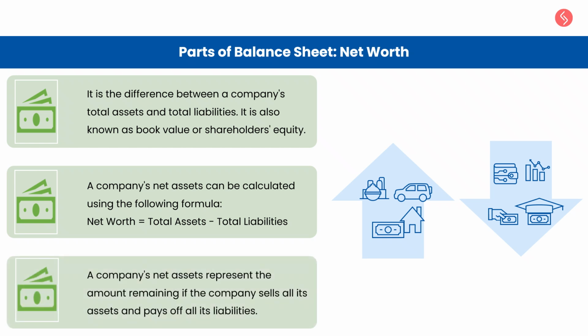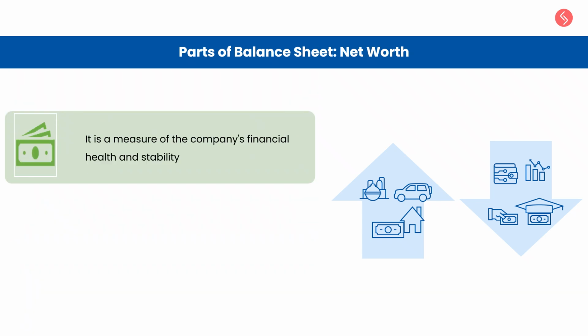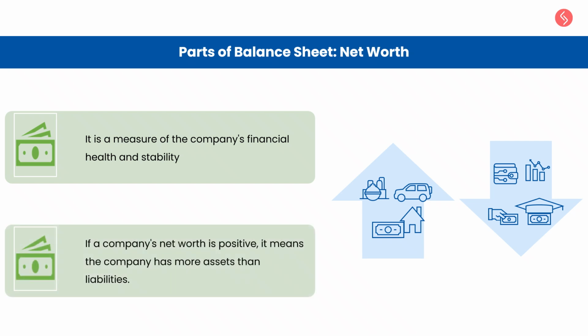A company's net assets represent the amount remaining if the company sells all its assets and pays off all its liabilities. It is a measure of the company's financial health and stability. If a company's net worth is positive, it means the company has more assets than liabilities.